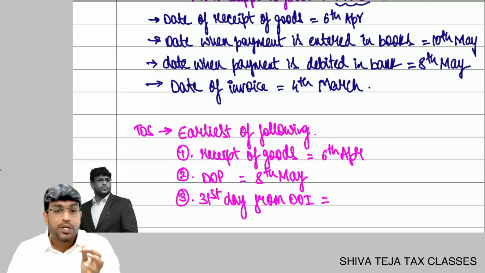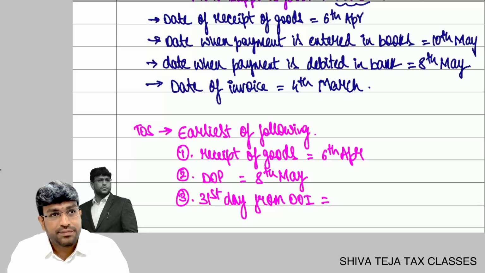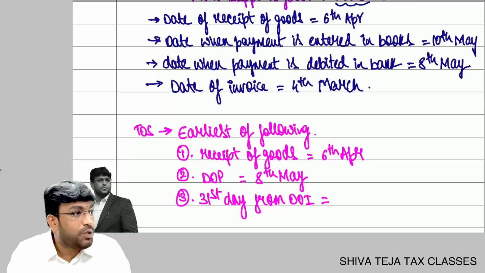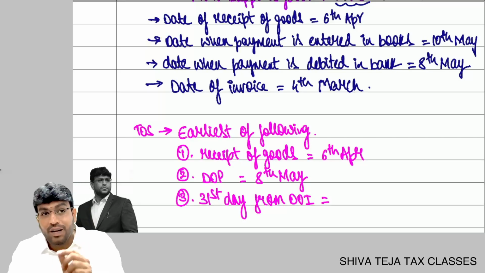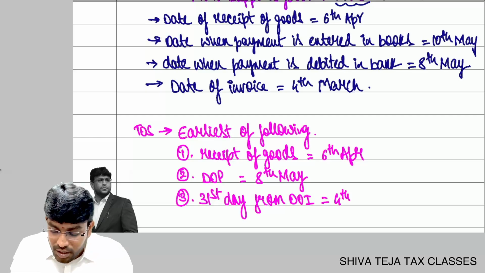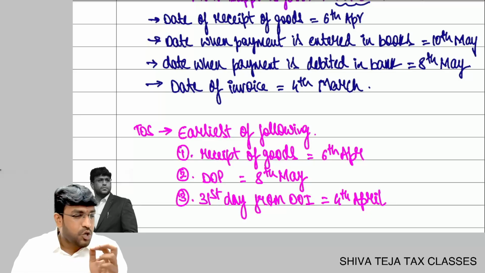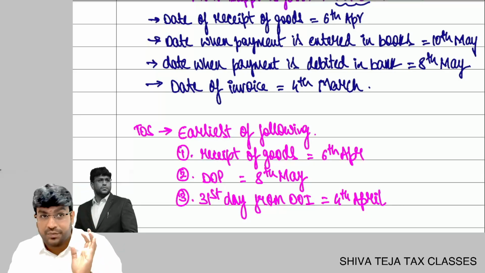Friends, to calculate the 31st day, forget the date of invoice. What is the date of invoice? 4th March. March, how many days do we have? 31. That means 27 days more. But we want which day? The 31st day. I hope you understood how to calculate that 31st day.